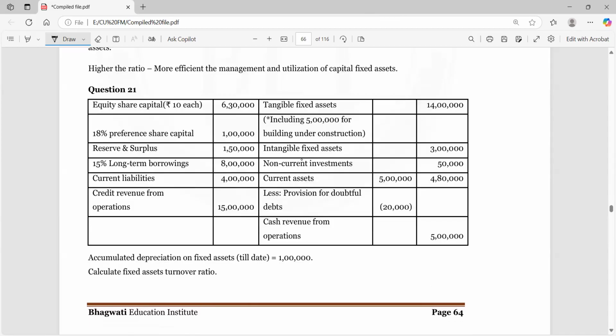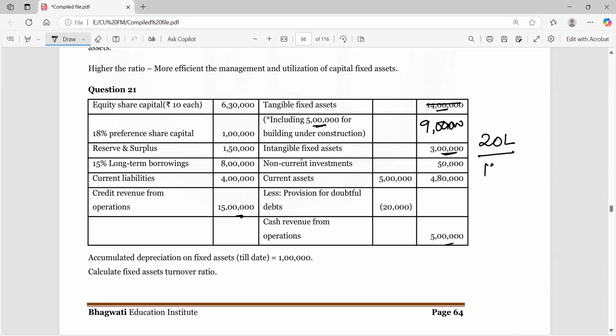So calculate the fixed asset turnover ratio for this. What is the sales? Same 15 lakh credit, 5 lakh cash. So total sales is 20 lakh divided by, what is the fixed asset of the company? 14 lakh, but which includes 5 lakh of building under construction. So this needs to be ignored. So we have to take only 9 lakh plus intangible fixed asset 3 lakh. So totally it is 12 lakh.